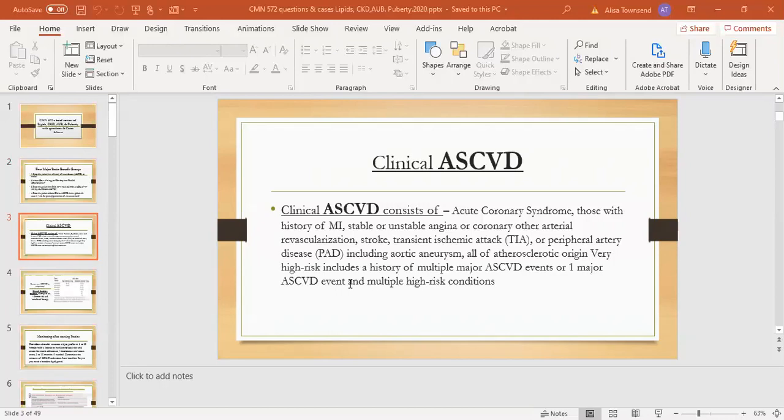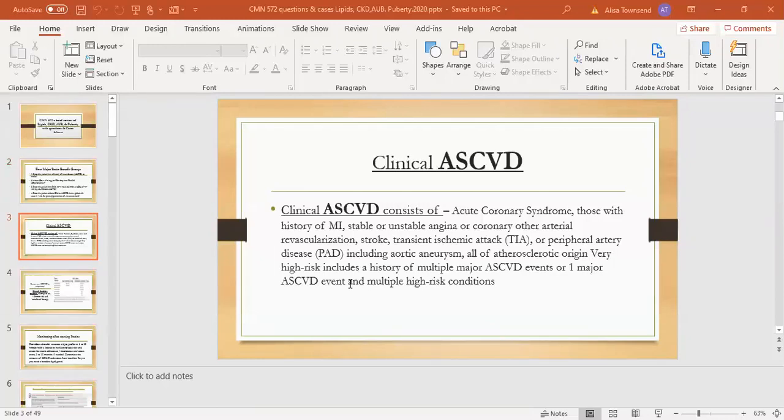Now, you will have people who are very high risk, and those include multiple major ASCVD events or one major ASCVD event and multiple high-risk conditions. So know what those are. That's important. So make sure, these are hints, that you know what ASCVD is and make sure you know what a high-risk person would be.